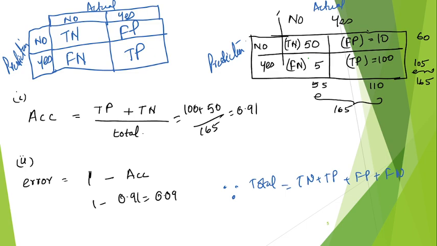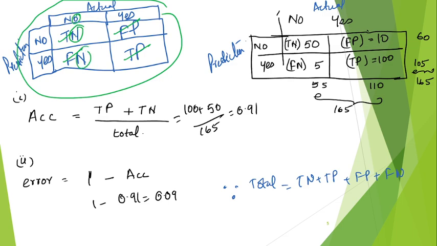So we will solve the problem. Now let's take an example. This is my confusion matrix. This is true negative, false negative, false positive, true positive. See here, N means no, so this becomes N: true negative, false negative. This is S, S means positive, positive: false positive, true positive.